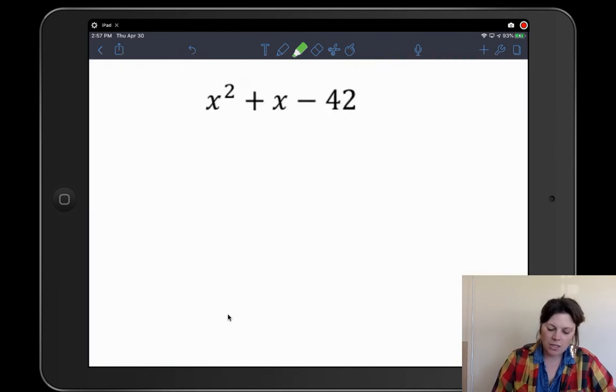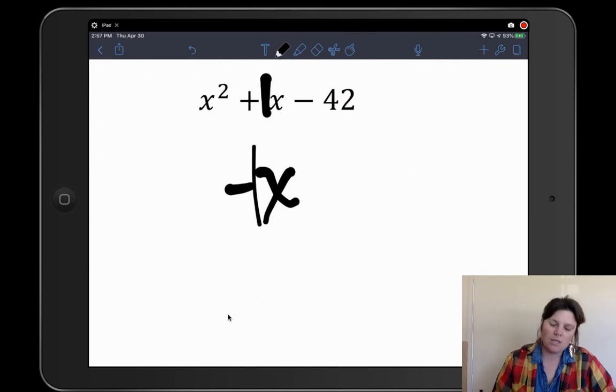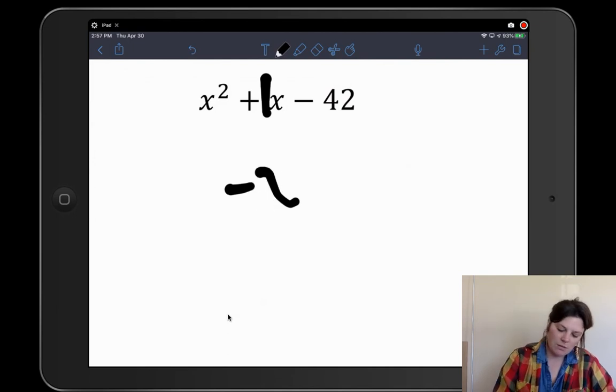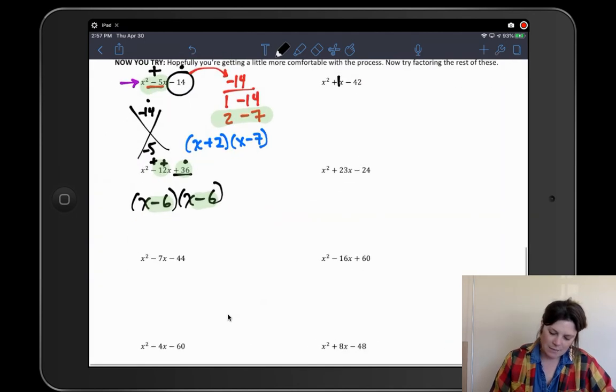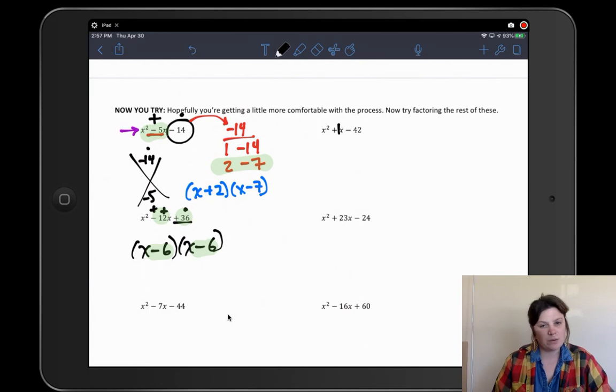Another trick that comes up sometimes is that you might see an x with no number. Remember, that's a secret 1. Or if it was a negative x, it would be a secret negative 1. So keep that in mind. You might run into a couple of those little pitfalls. All right, that was week 2.